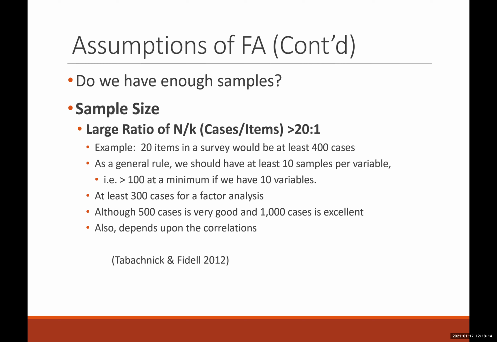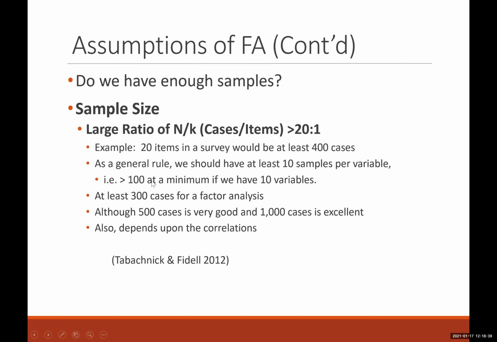So if I have 10 variables, I'd want between 100 and 200 samples for those 10 variables. So typically people will use 10 samples per variable, but if you want to be even more conservative, use 20 samples per variable. Sorry, I'm getting a little dyslexic there.